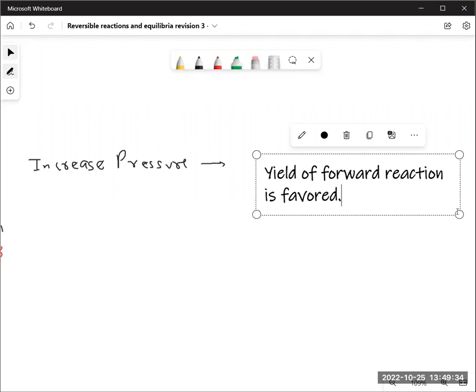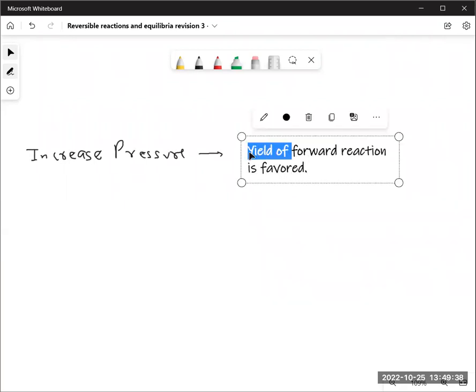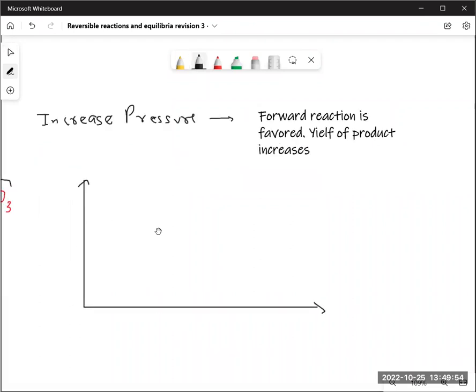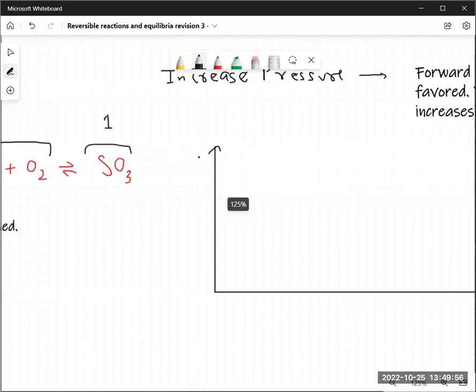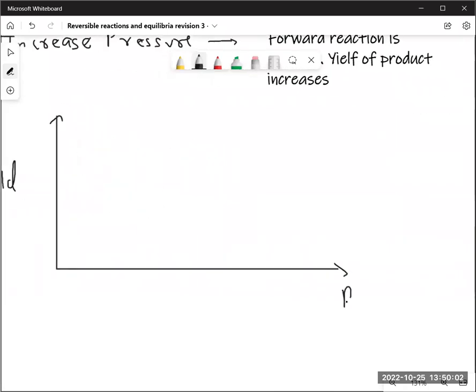Yes. Now, I can also say it like this. Forward reaction is favored, yield of product increases. So if I make a graph of this, like this, on the y-axis, I'm going to have the yield, and on the x-axis, I'll have pressure.